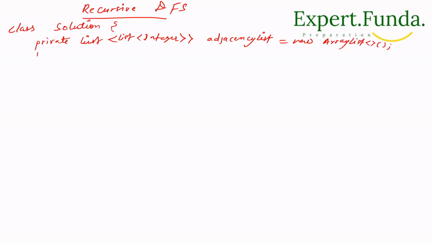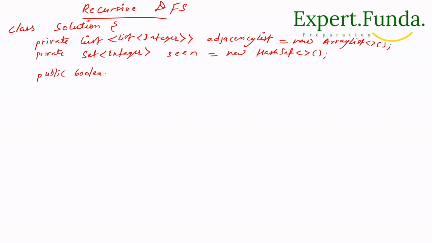Okay, now we'll take a private set of integer, and this is our seen equal to new HashSet. Done. We have taken two things: the adjacency list and this. Now we'll go to the boolean method. We have public boolean validTree, right? In validTree we will pass int n and int edges. Correct? So two things we have sent.